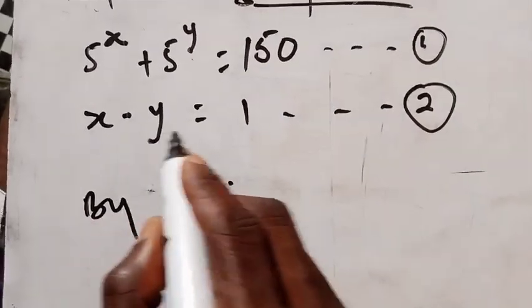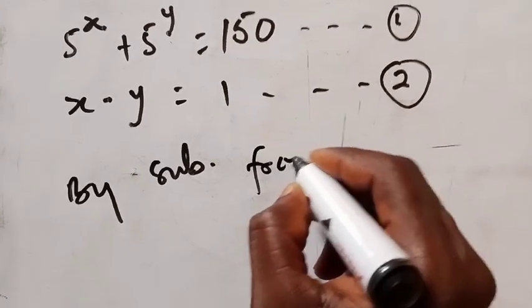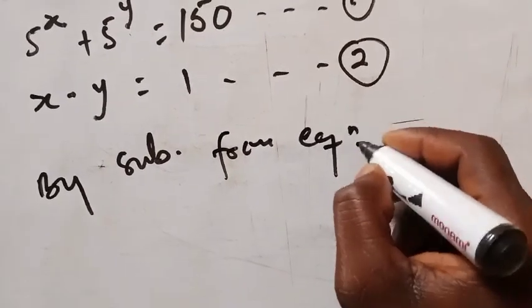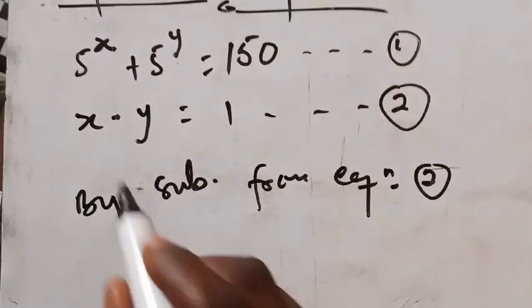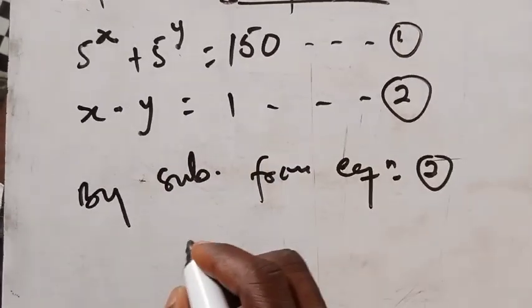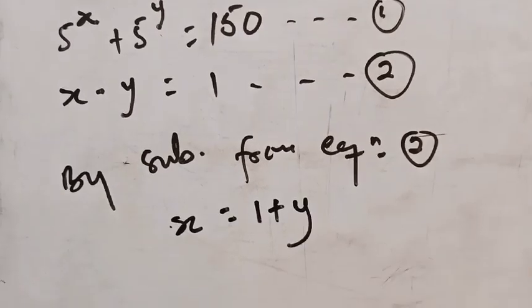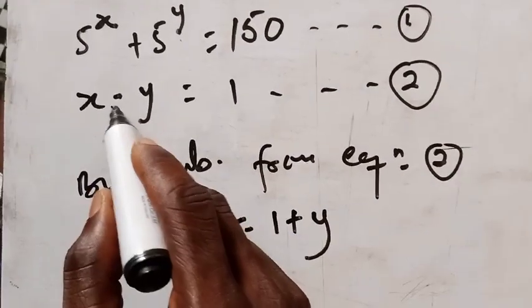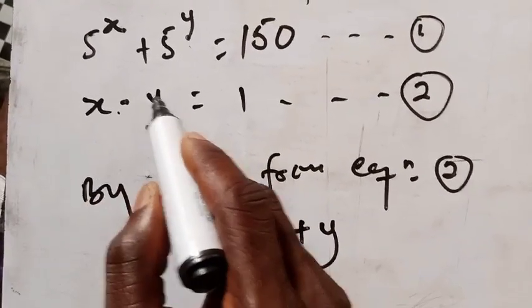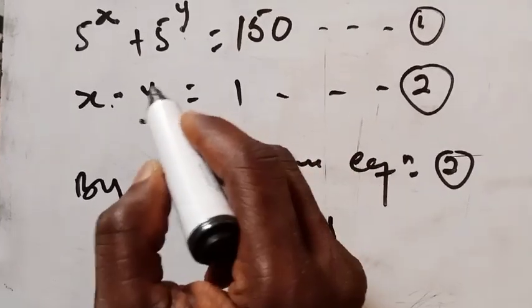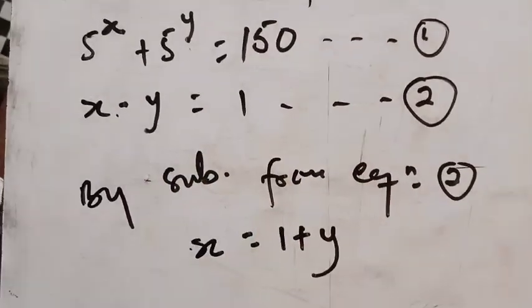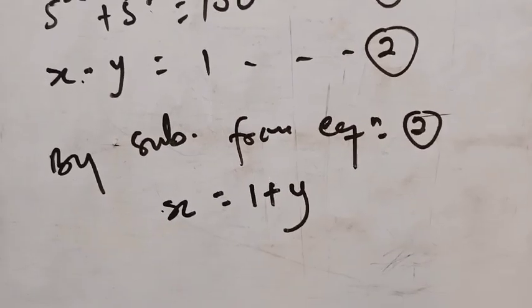From equation 2, can you see? This should be equation 2. We have x equal to 1 plus y. Can you see here we are making x the subject, so we take this to the other side, or you can add y to both sides of the equation. That is why I got this equation.